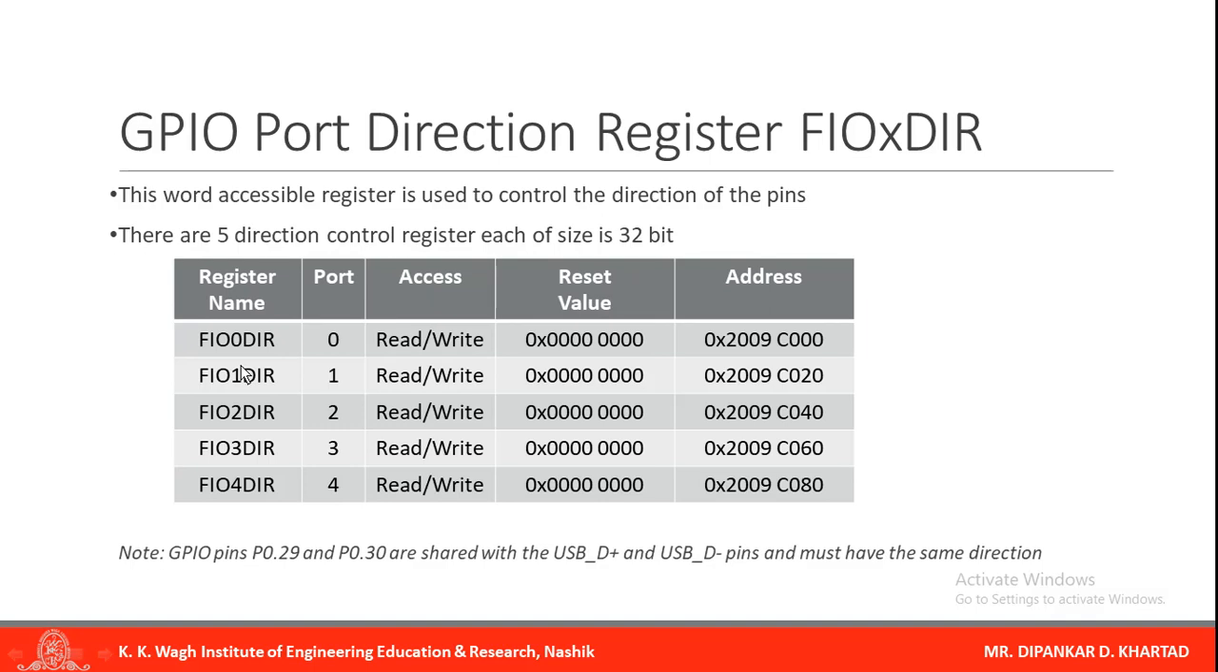Now the important point you have to remember is that for port 0, the 29th and 30th pins are shared with USB D plus and USB D minus. So these pins should be in the same direction, whether input or output, depending on host or device.